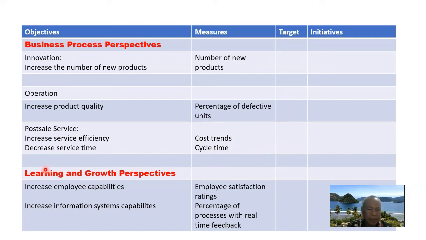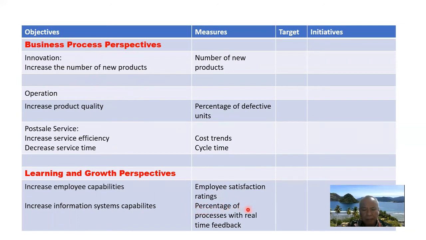And then the last perspective is the learning and growth perspective, or infrastructure. Actually, this is related to the people and also the information system. We cannot implement well the three perspectives above, financial, customer, and business process, without support from capable employees and also a good information system. So in this case, for example, from the people, increase employees' capabilities. We can use the measure, for example, the employee satisfaction rating or employee turnover.